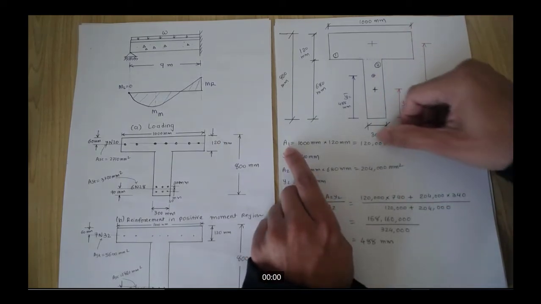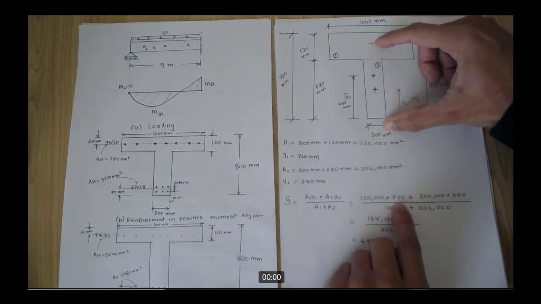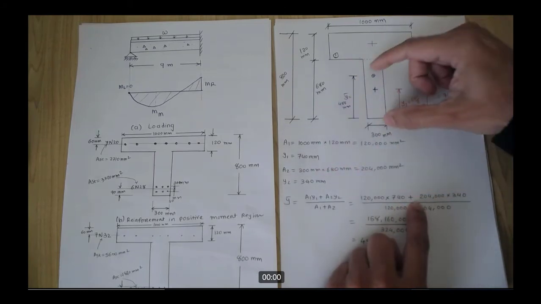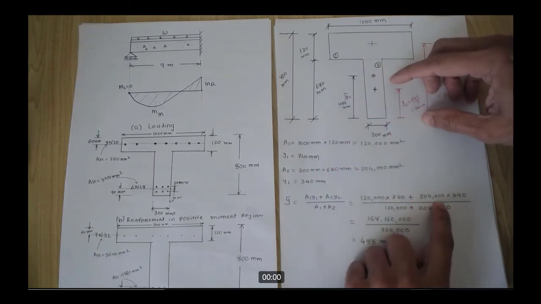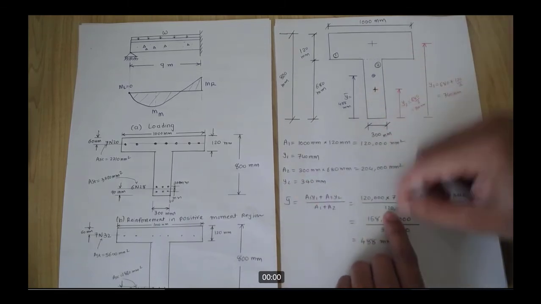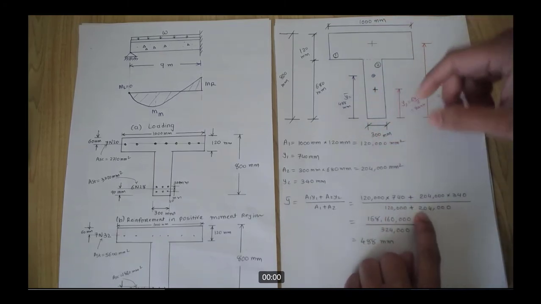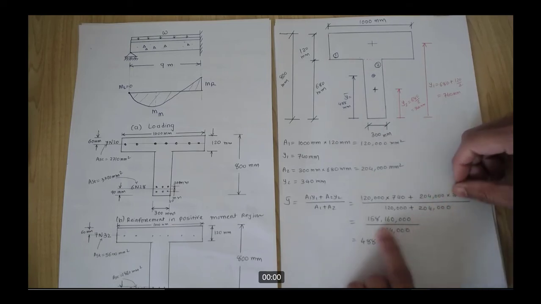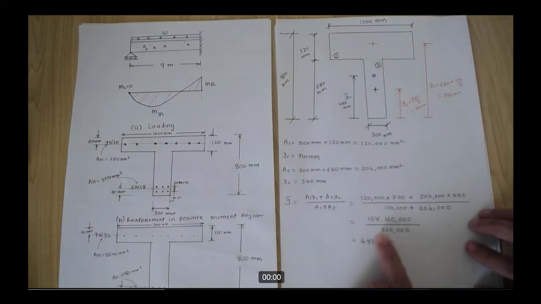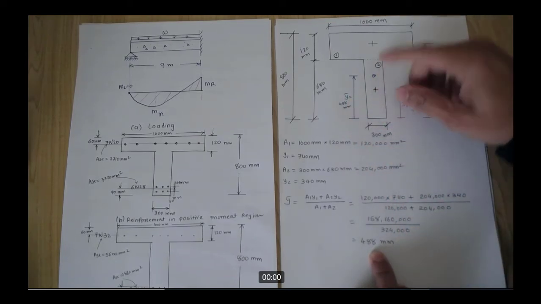The area of the top rectangle is 120,000 times the centroidal distance of 740 millimeters, plus the area of the second rectangle, which is 204,000 millimeters squared, times the centroidal distance of 340, which is y2, divided by the area of the top rectangle, substituting from here, plus the area of the second rectangle, 204,000. Simplifying gives these two numbers as a ratio, and if you simplify this using the calculator, it gives me 488 millimeters. Now 488 millimeters is measured from the bottom reference, somewhere between the two centroids.